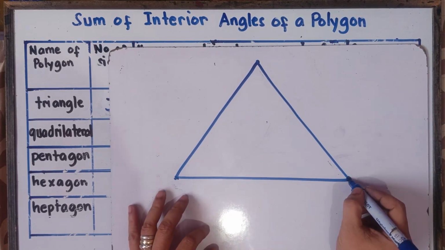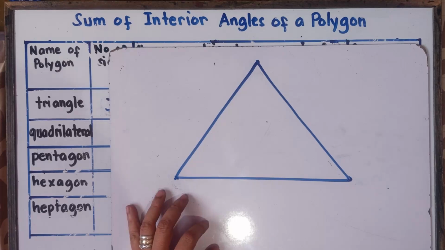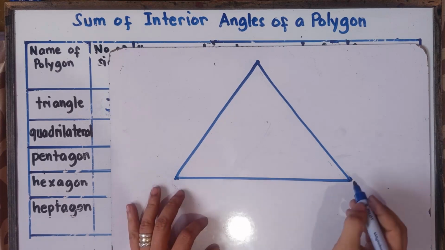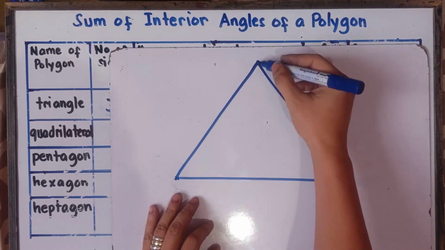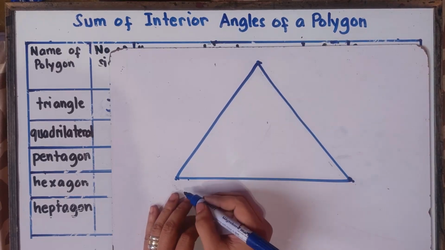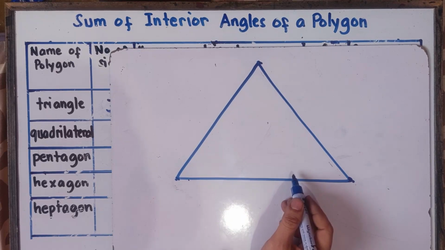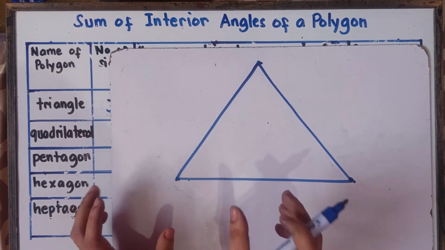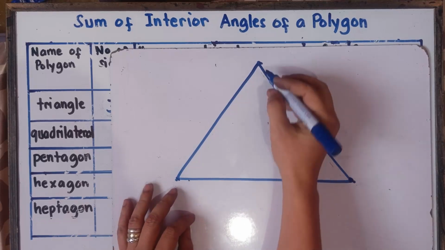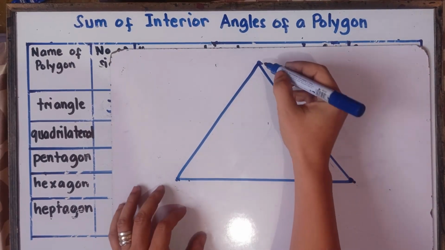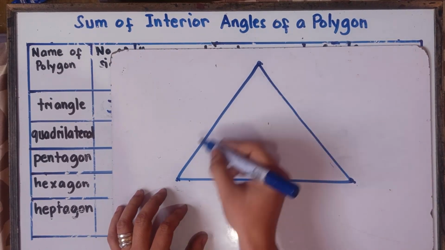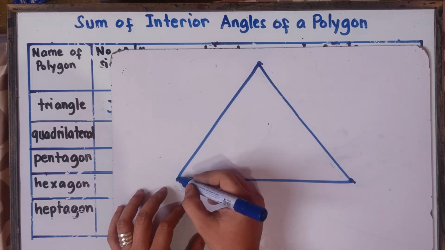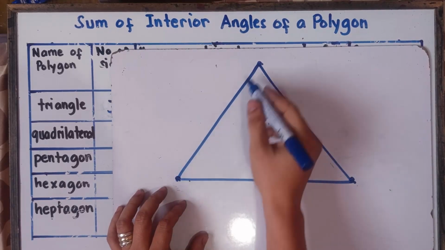Now, class, can we draw a diagonal? Nope, we cannot draw a diagonal. Why is that? Once again, the two vertices right here are next to each other. So therefore, we cannot draw a diagonal. In this given example, a triangle, if you choose this vertex, you cannot draw a diagonal because this point right here and this point right here are next to each other.